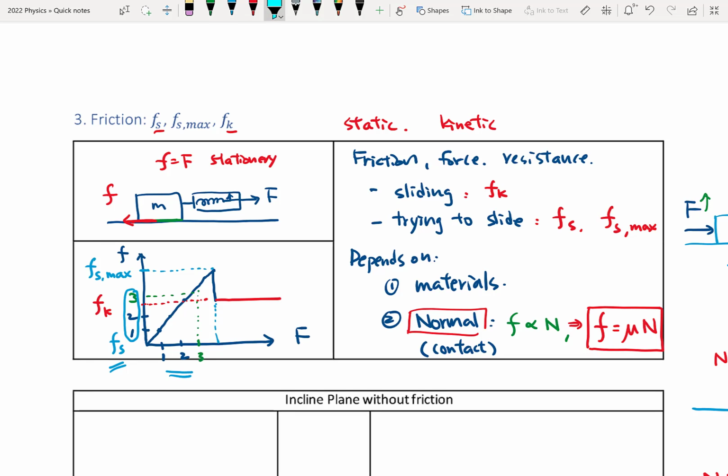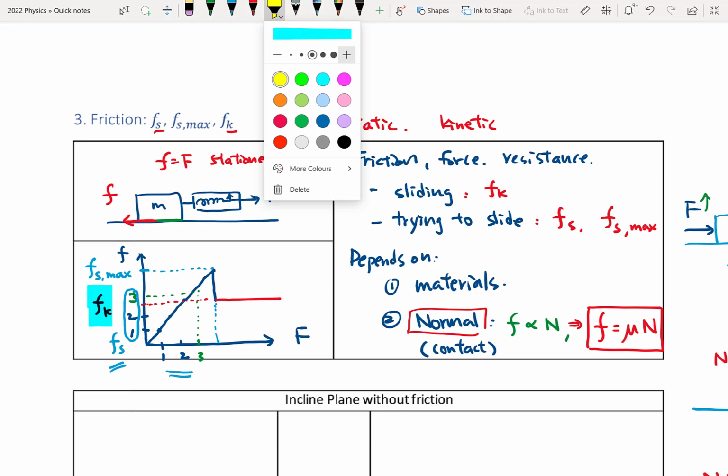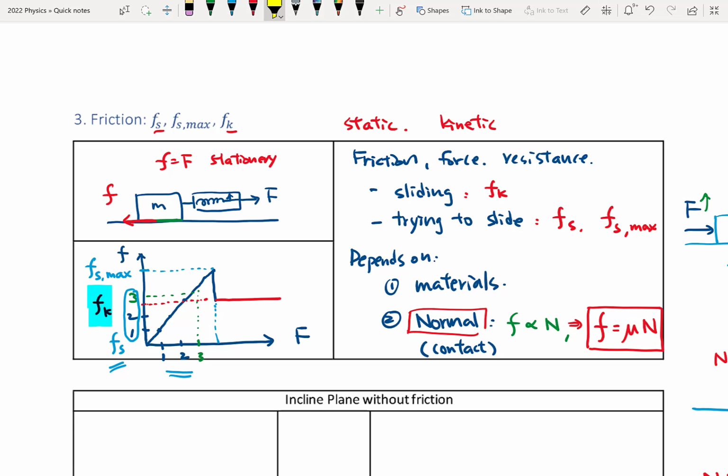But kinetic friction is a constant. After the object moves, the friction is constant. But before it moves, you need to overcome the maximum friction. So remember this diagram: it gradually increases, suddenly drops, and then becomes constant. So this is the basic introduction about friction.